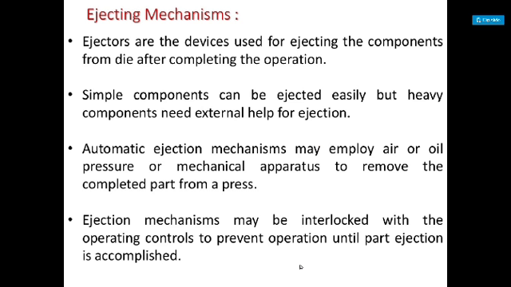Ejecting mechanism. What is an ejecting mechanism? As the male and female parts are there in a press tool, how does the ejecting mechanism work? Ejectors are the devices used for ejecting the components from the die after completing the operation. Simple components can be ejected easily, but heavy components need external help for ejection. Automatic ejection mechanisms may employ air or oil pressure or mechanical apparatus to remove the completed part from a press. Ejection mechanisms may be interlocked with the operating controls to prevent operation until the part ejection is completed.